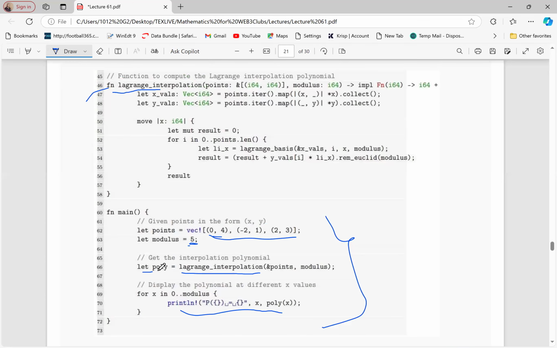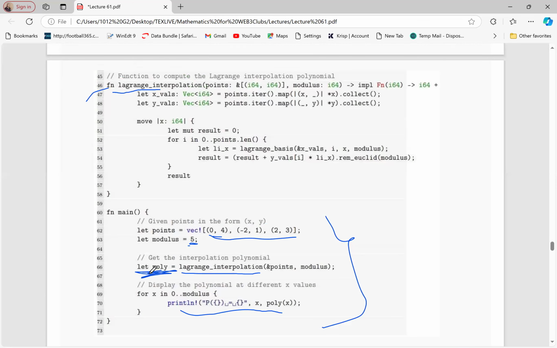Then it calls on this function to produce the polynomial for the points given and the modulus given. The points have been given here. The modulus has been given here. So it's asking the function called Lagrange interpolation to give it the polynomial. So the Lagrange interpolation polynomial is here. It begins the process.